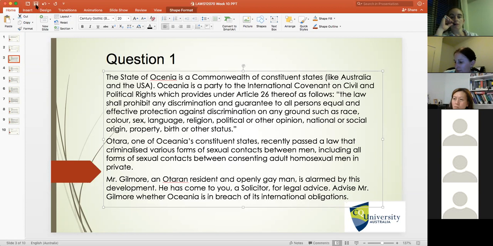But the other question is, if that is so, does it mean that a state would not be in breach of its international obligations if there is in fact a violation of a treaty provision and the treaty itself has not been incorporated in a statute? Are they one and the same?